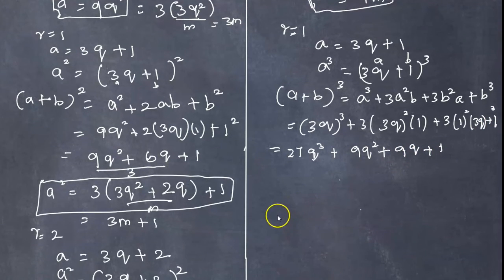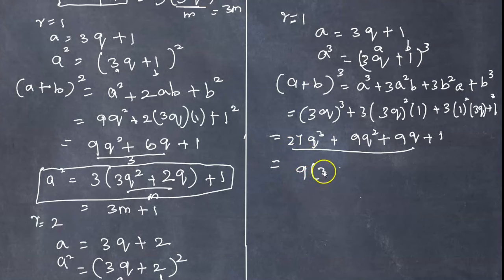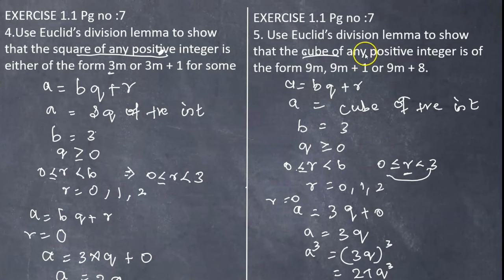So again we have to take this in the form of 9. So till this is a multiple of 9 and 9 is common in this, we can take 9 out, and it will be 3 times q cube plus 1 q square plus 1, plus 1. So you can take this as m, any common integer. So a cube equals 9m plus 1. So this is proved.